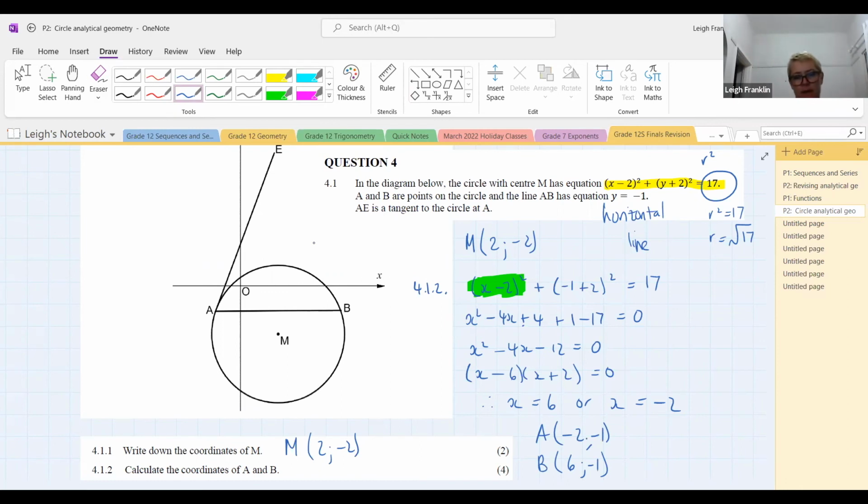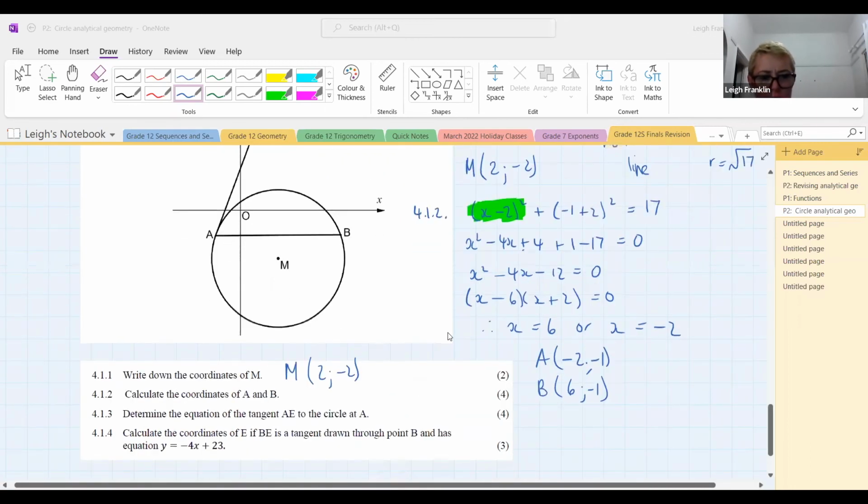Okay, that's it. So at A, negative 2, negative 1, it's a point in the third quadrant, so that makes sense. B being a point in the fourth quadrant makes sense that its coordinates would be 6 and minus 1. Okay, lovely, guys. Well done. Okay, there we go. All right, next question.